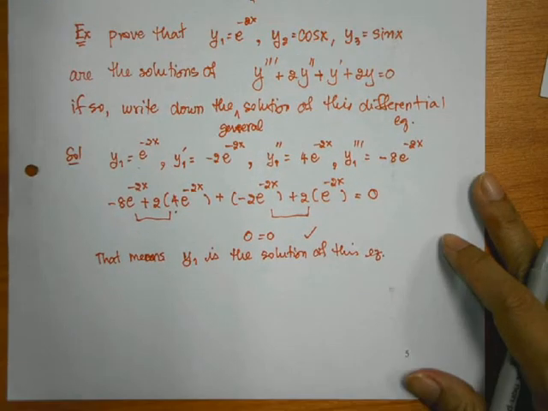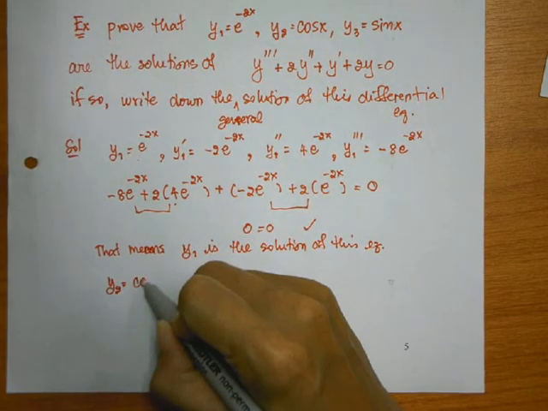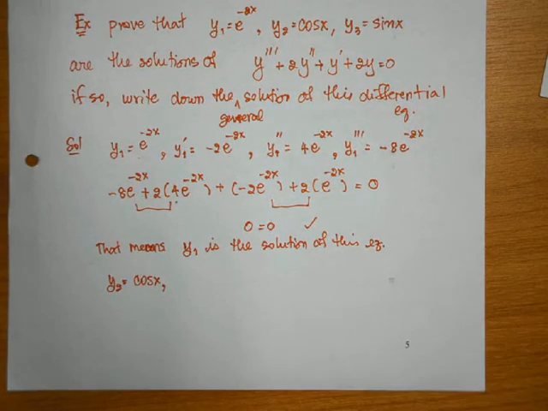Now we do y2. y2 is equal to cos x. Again, just repeat it. Just do the same as y1.